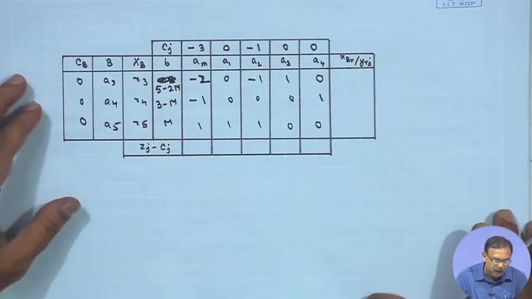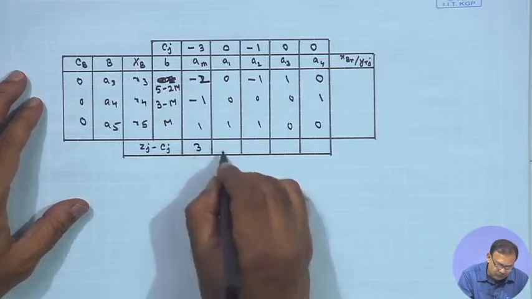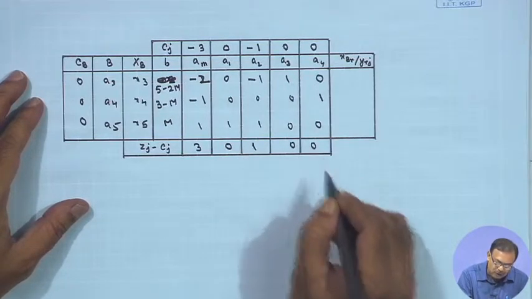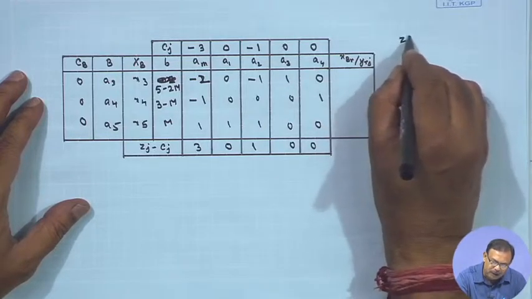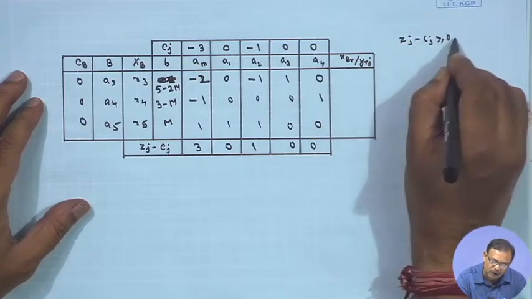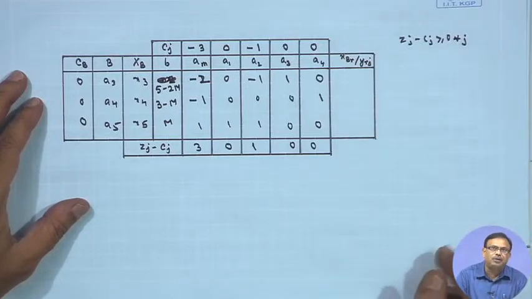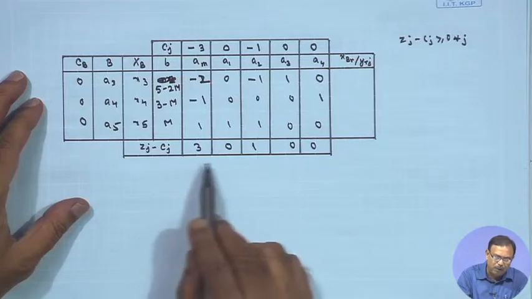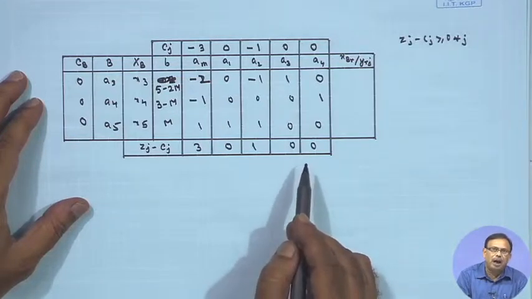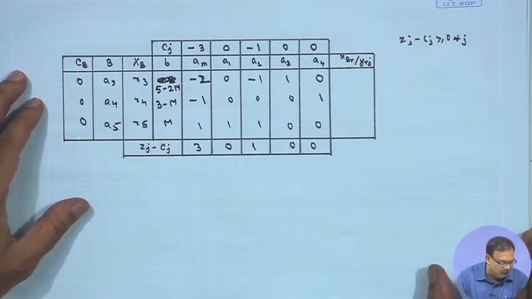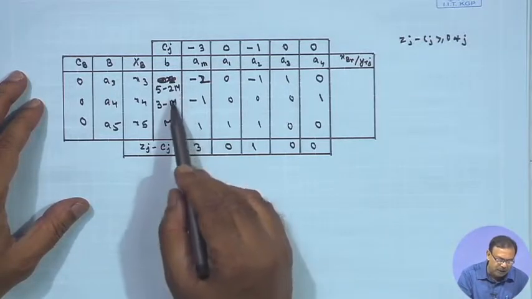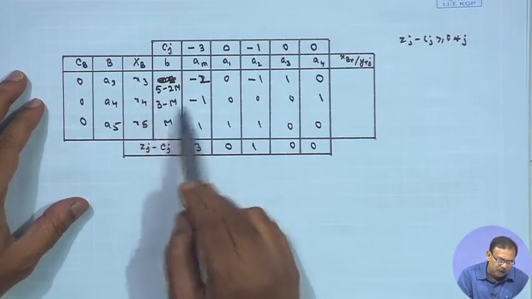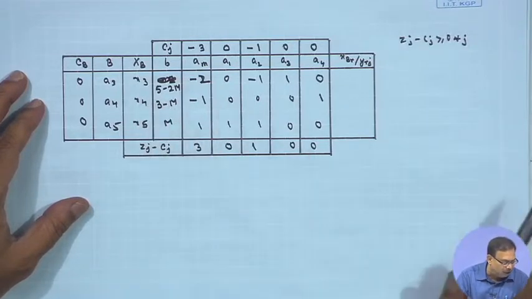So, if you calculate the zj minus cj values now, you will find 3, 0, 1, 0, 0. So, your zj minus cj is greater than or equal to 0 for all j. Once you have added the new constraint and after that the slack variable, you see the optimality condition has been satisfied. But since M is very large, these basic variables are negative.